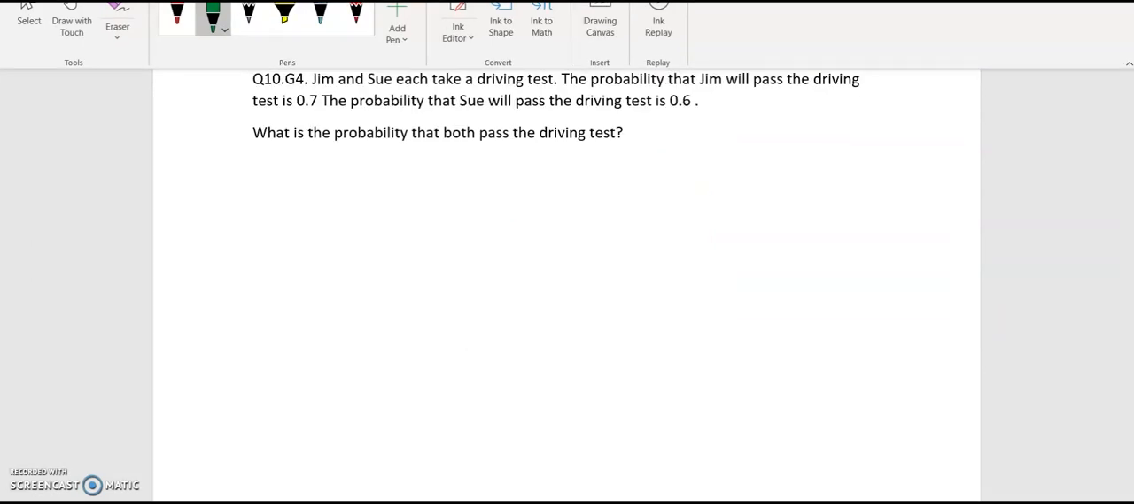Question number 10. Jim and Sue each take a driving test. The probability that Jim will pass the driving test is 0.7. The probability that Sue will pass the driving test is 0.6. What is the probability that both pass the driving test? And the quick way to do this would be to multiply 0.7 by 0.6.